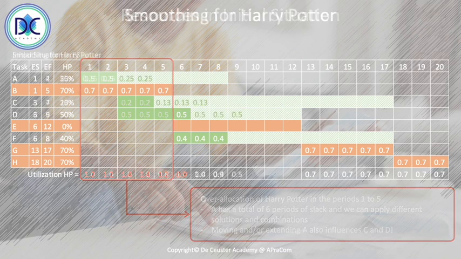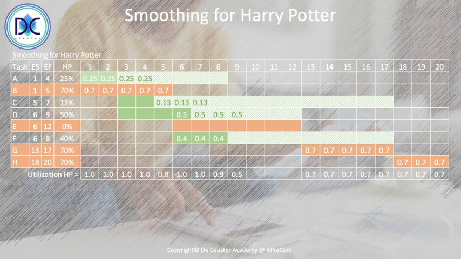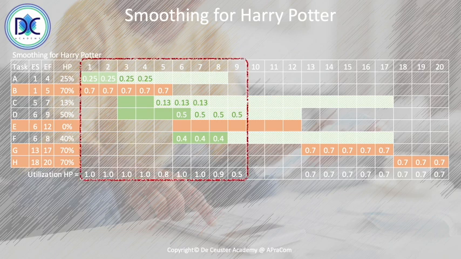When we look at smoothing for Harry Potter, what are we going to do? Well, we are going to reduce, or we are going to move the first element here. We are going to say that activity A will take 4 periods.